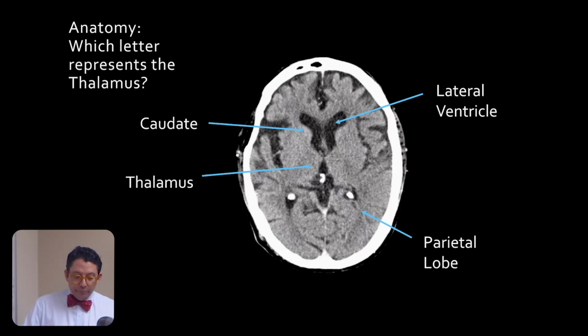So, which letter represented it? We said it was letter, what was it? The letter B. The letter A was the caudate. Letter C was the lateral ventricle. And letter D was the parietal lobe, which is a whole lobe. I put it in there so you can see how anatomy can be seen with this.